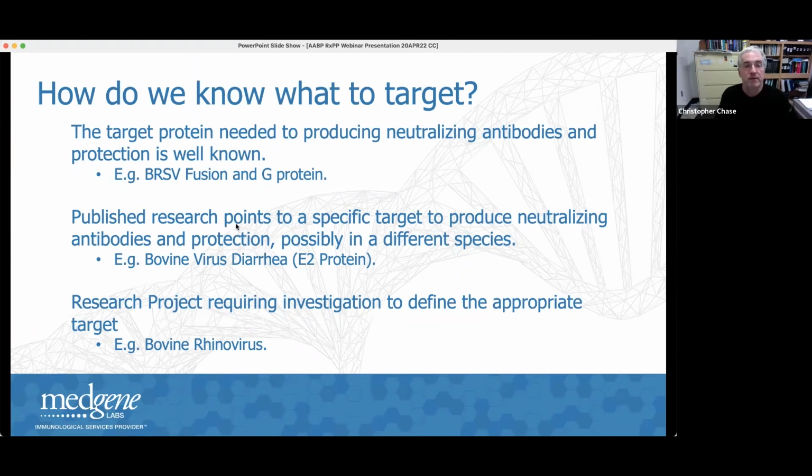Again, we have published research that points to these important targets, and particularly like the example here, BVD, where we know the E2 protein is really the most important protein in terms of being able to neutralize and to protect that animal. And then you've got newer viruses, where bovine rhinovirus is a virus that we've been doing a lot of surveillance on, and we find this virus, and obviously this is not a virus that's in any vaccines, but we want to see if this is a target that we need to be aware of.